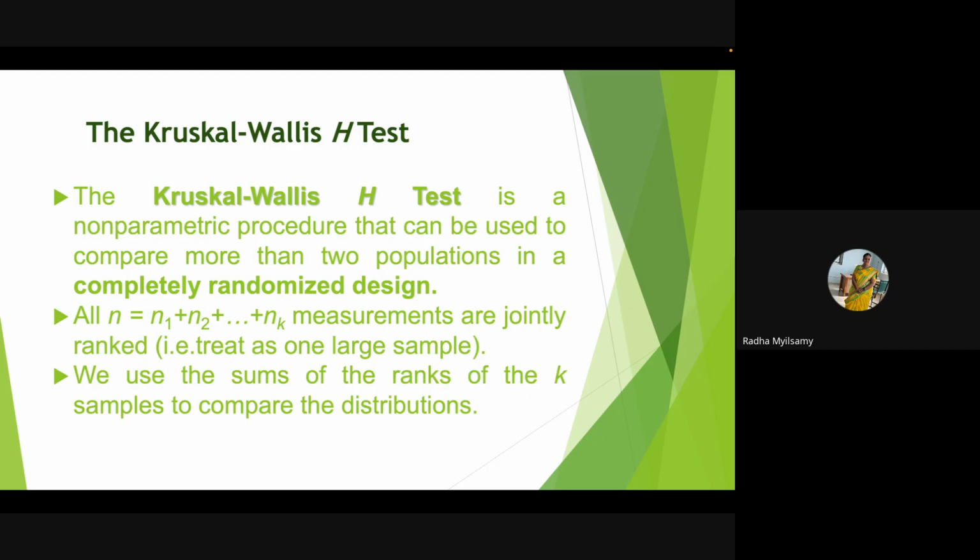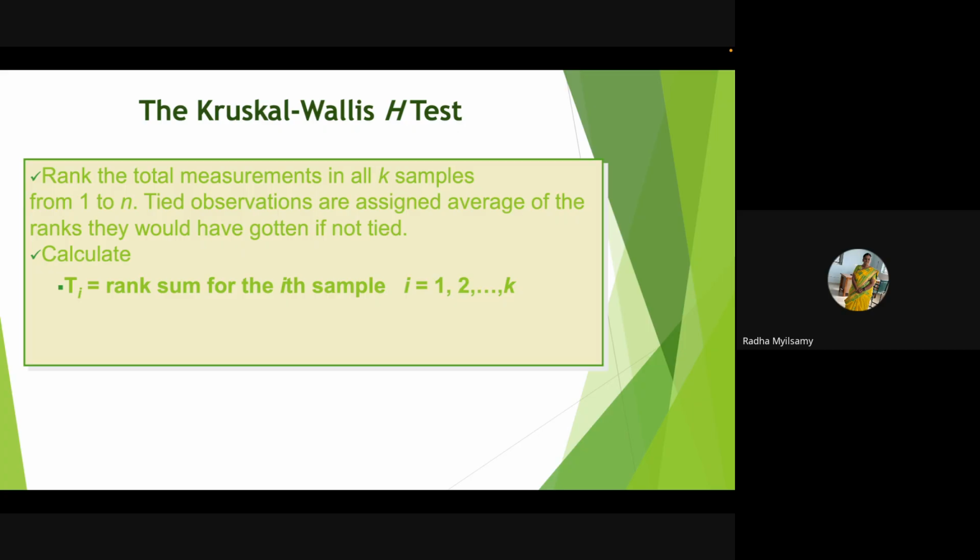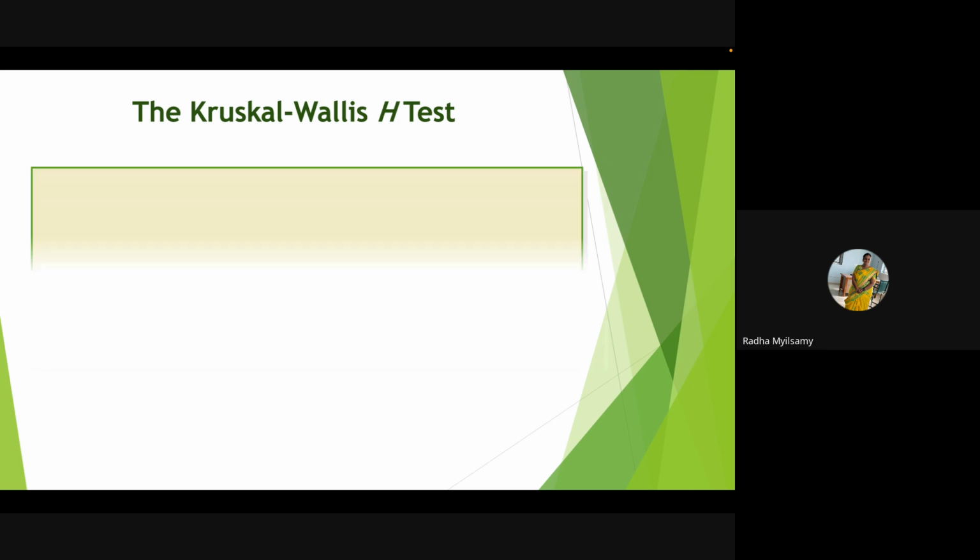And we use the sums of the ranks of the k samples to compare the distributions. The sum of the ranks of the observations is taken as the T value, and this T value is used in the formula. This is the formula used to calculate the H value.